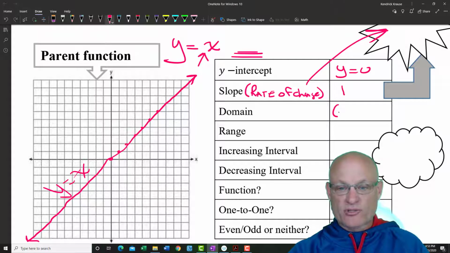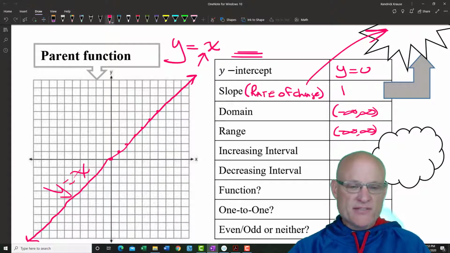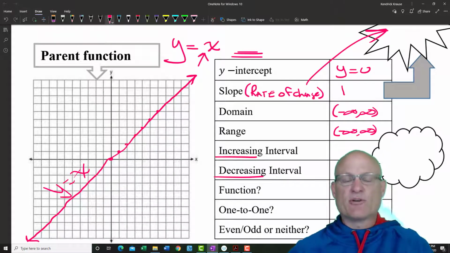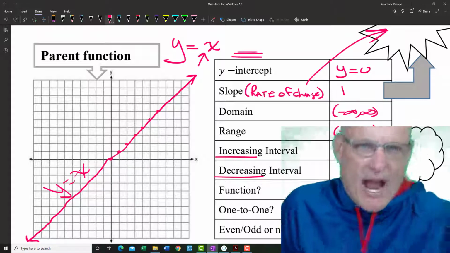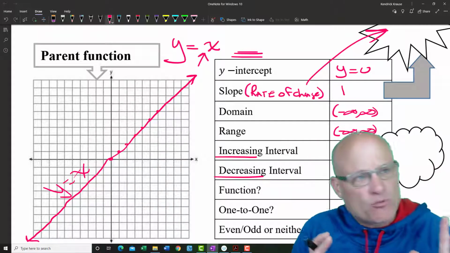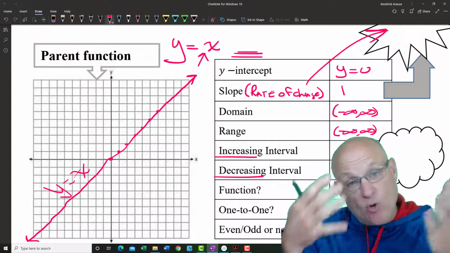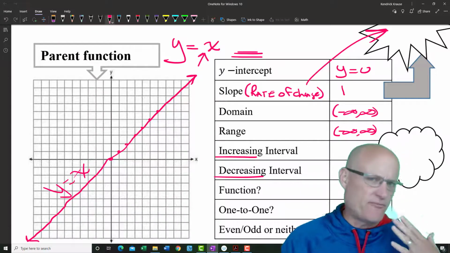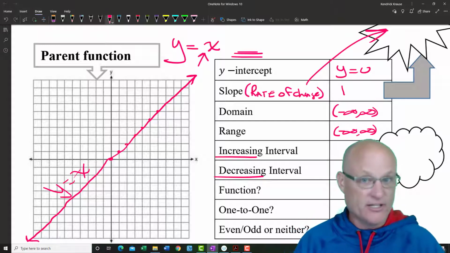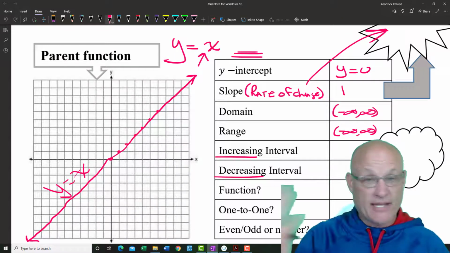Domain, well, it goes to the left and to the right forever. It goes up and down forever. This idea of increasing and decreasing: as we look at a graph from left to right, if it's going up, it's increasing. If it's going down, it's decreasing. It's relatively straightforward on linear functions. It's either going up or it's going down. It can't do anything else.